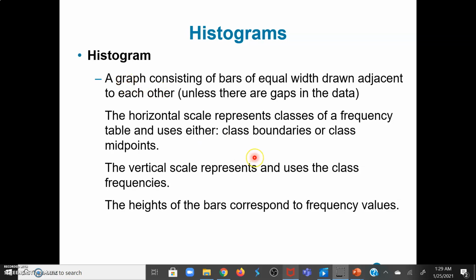And a histogram comes straight from a frequency table. And so the horizontal scale uses either class boundaries or class midpoint. And then the vertical scale will use the class frequencies. So depending on the numbers of the frequency, that will determine the height of the bars.